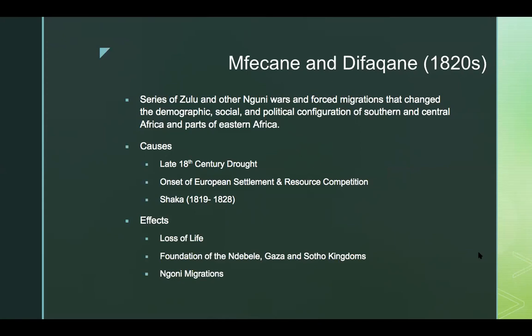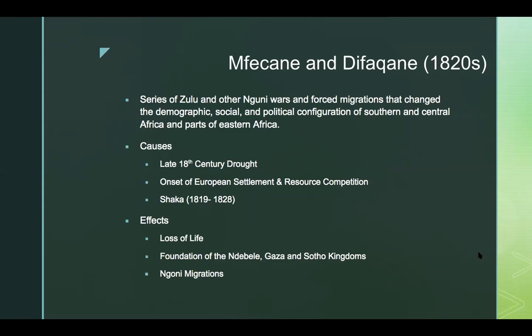And a critical effect that is still visible today was the foundation of several different groups as different people fled from Shaka's reign, including the Ndebele, who are now settled in Zimbabwe. We will talk about them a bit later. Settled in Zimbabwe, which is north of the Limpopo, having come from South Africa under the leadership of Mzilikazi.